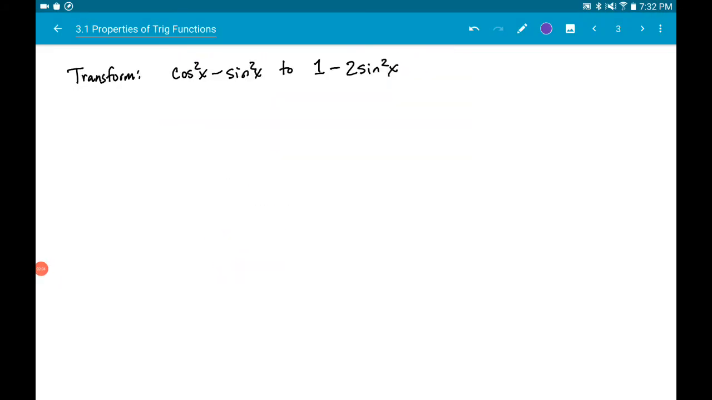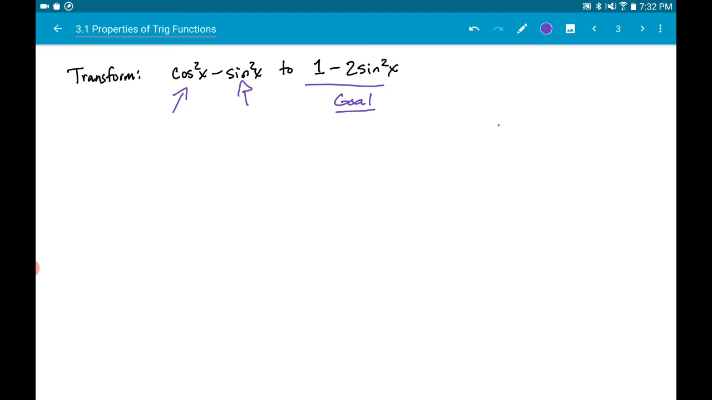Transform cosine squared minus sine squared to 1 minus 2 sine squared. So sometimes it's hard to get started, and when I look at the goal, this is what we're trying to get. I notice that there's a sine squared in it, but there's no cosine squared. And so it kind of gives us a little bit of a hint. I'm going to leave this alone, and I'm going to mess with this one.